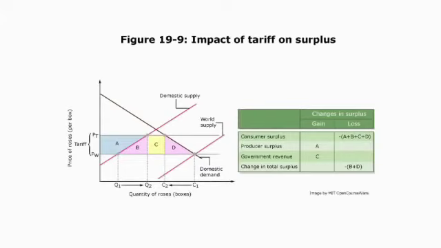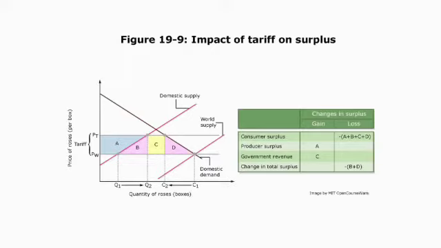What you can see is domestic producers gained the trapezoid A. Their producer surplus, which used to be that little white triangle below A, became that entire triangle that includes A and the white part below it. They gained A in producer surplus. But consumers lost a ton. They lost the entire trapezoid, A plus B plus C plus D, from higher prices.